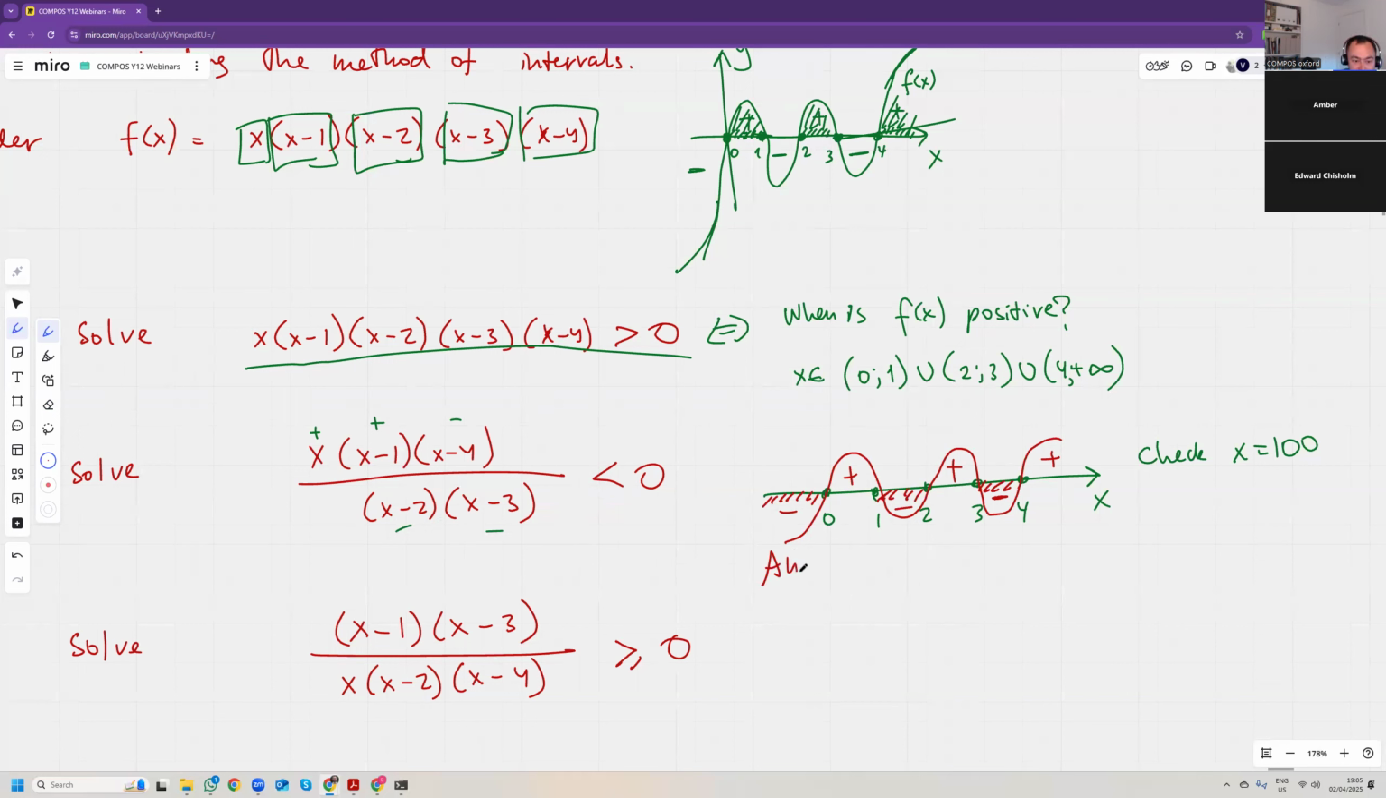So the answer: x belongs to minus infinity to 0, or from 1 to 2, or from 3 to 4. Sorry, it's not 'and', it's 'or'.